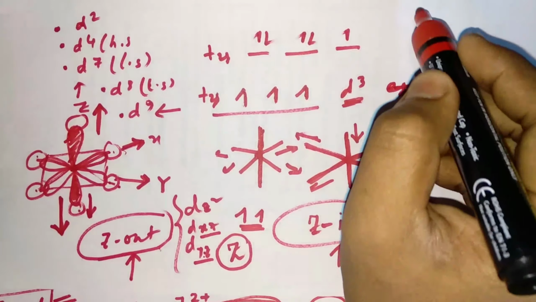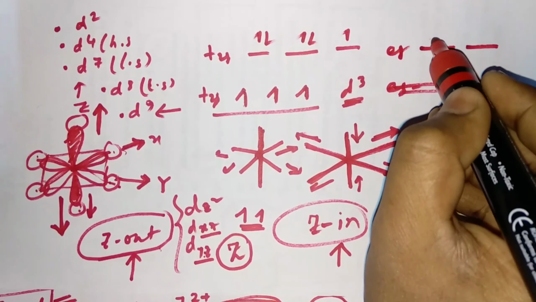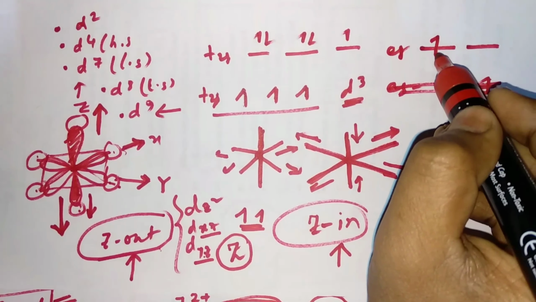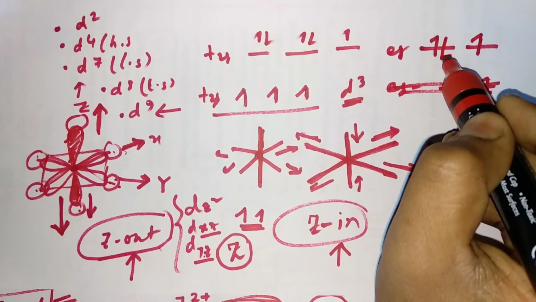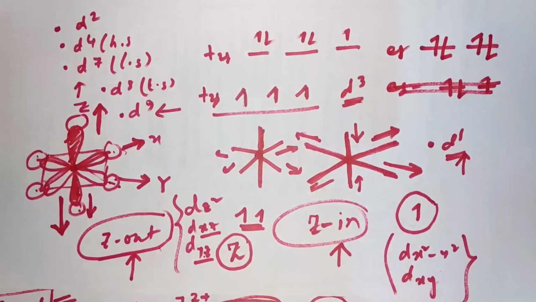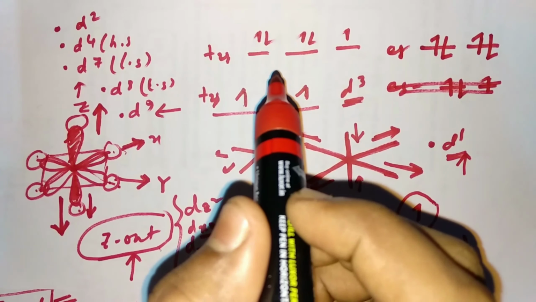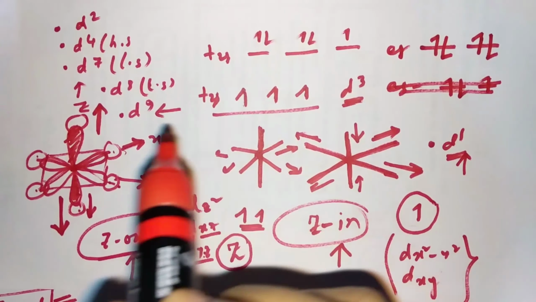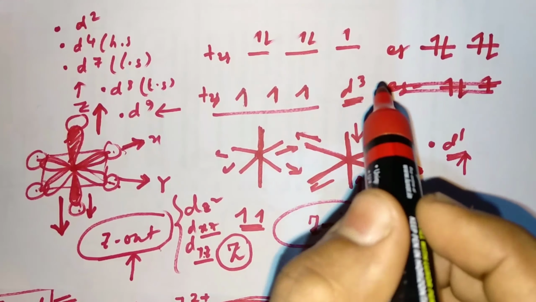Okay, the similar case is true for the eg level. For the eg level, one electron is asymmetric, two electrons symmetric, three electrons asymmetric, four electrons symmetric. So remember that any orbital set which has a symmetric electronic configuration will not show any kind of distortion. It should be asymmetric to show any kind of Jahn-Teller distortion.